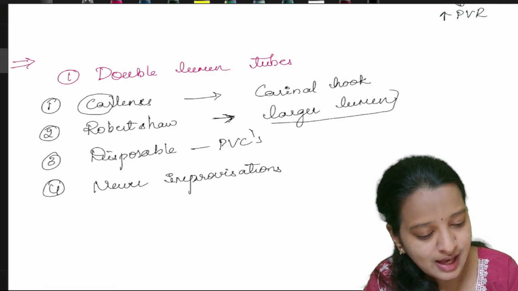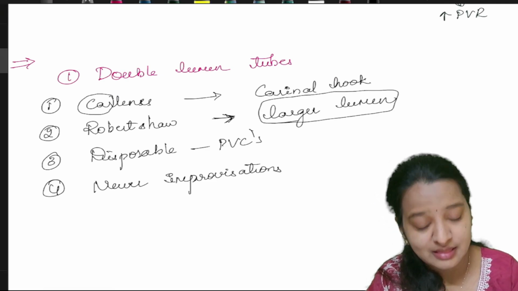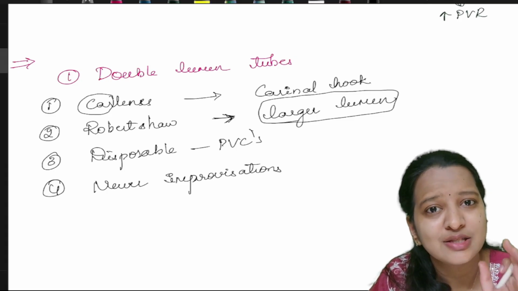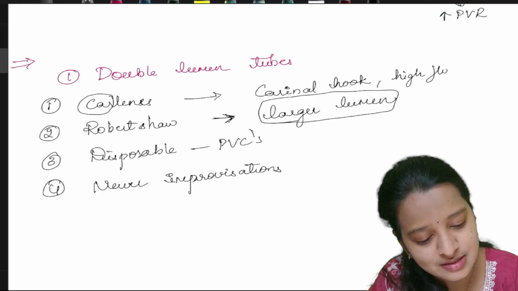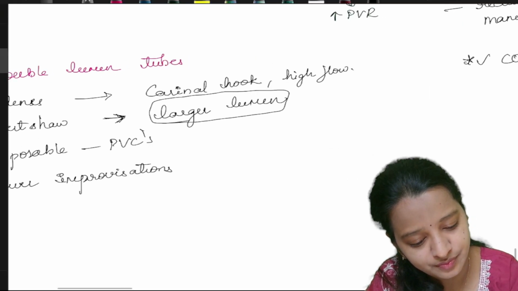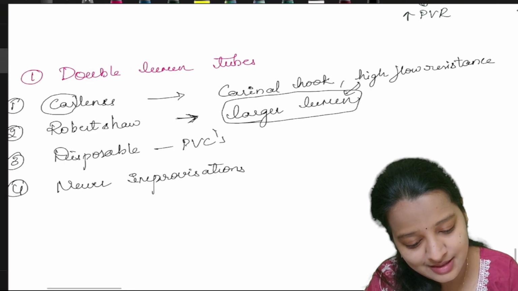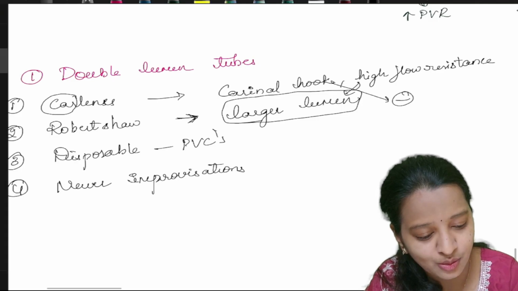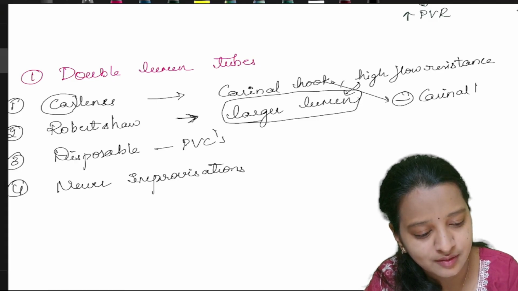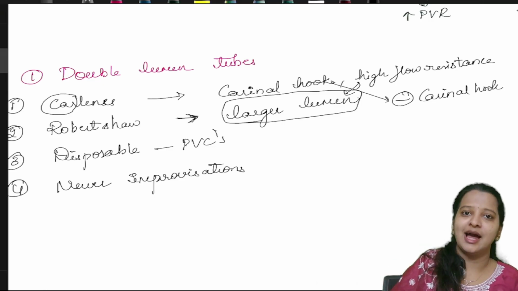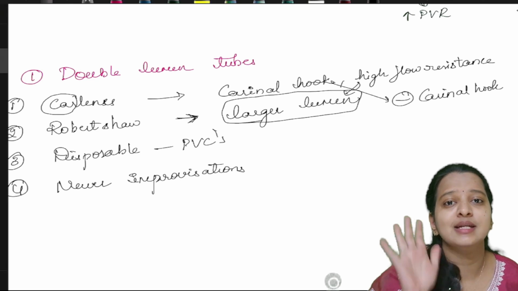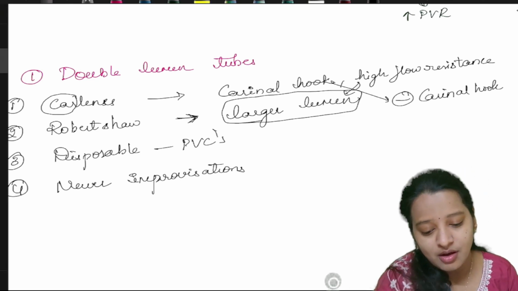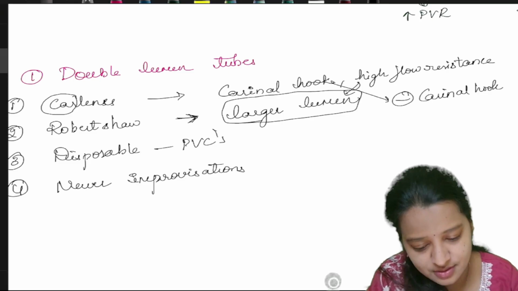This has a larger lumen. That means the previous Carlens has a smaller lumen, so it will have high flow resistance. Carlens has a carinal hook, so this has no carinal hook. For Robertshaw, they have removed the carinal hook, and the change done is that it has a larger lumen. So these are the two older tubes that you have to know.